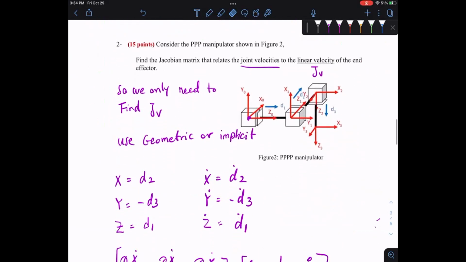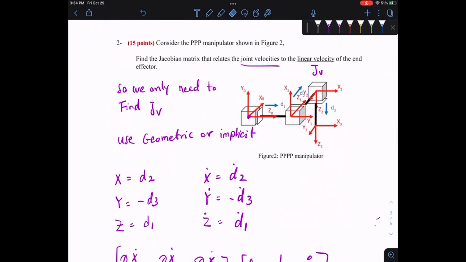All right. Question 2 would be Jacobian.